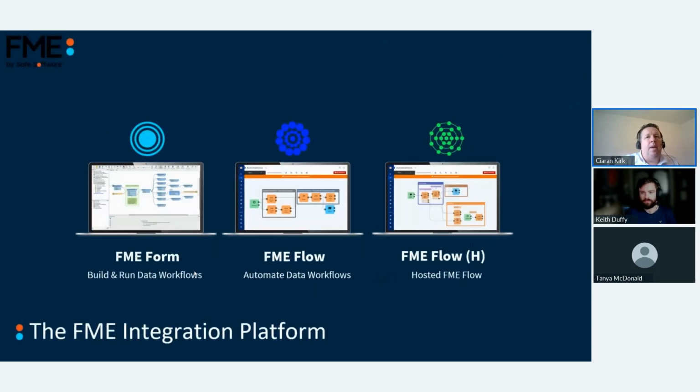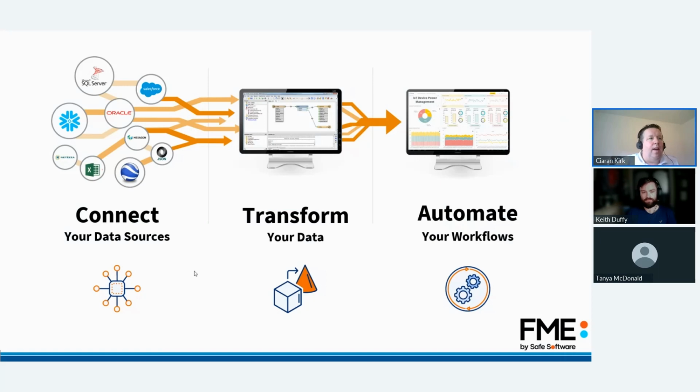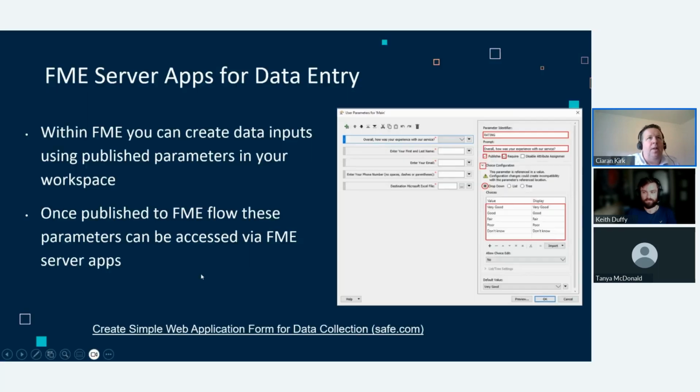With FME, there are three main components. There's been a wee bit of rebranding in recent times. What was FME Desktop is now called FME Form, where you can build and run your data workflows. FME Flow, which was Server, is there to automate those data workflows. And then we've got FME Flow Hosted, which is FME Flow or Server in the cloud. With FME, we can connect the data anywhere, transform our data, and then automate it through Server. That's the three fundamental components of FME.